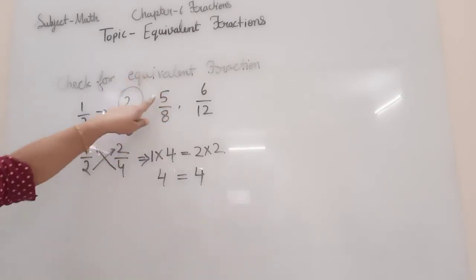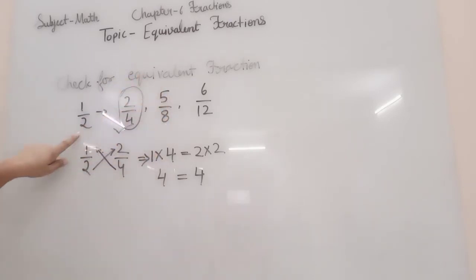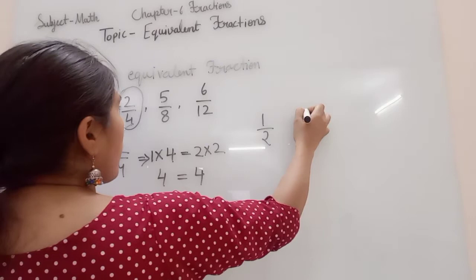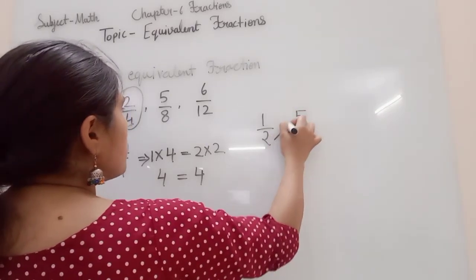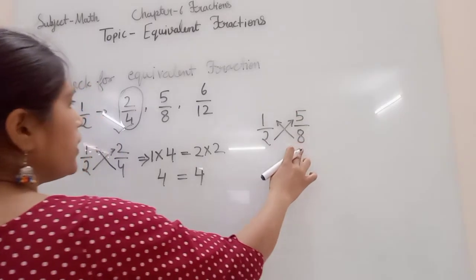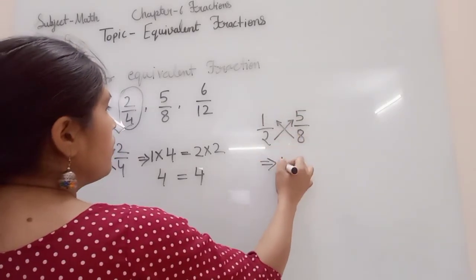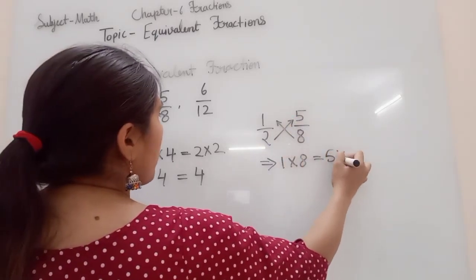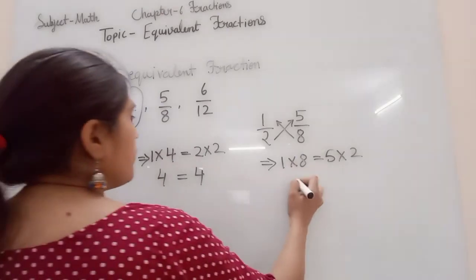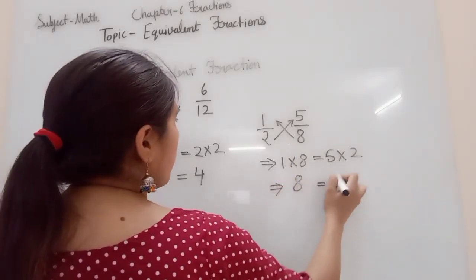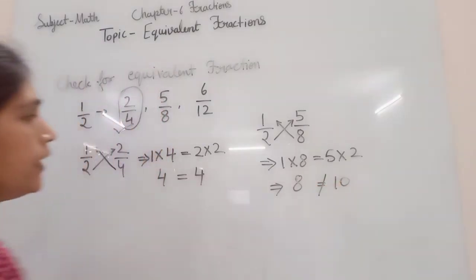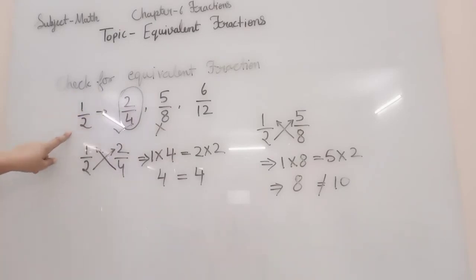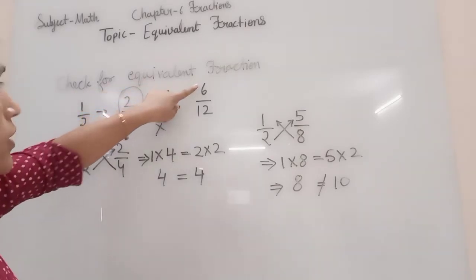Now let's check for 5 by 8. Is it an equivalent fraction of 1 by 2 or not? So let's cross multiply. Here, 1 multiplied by 8 equals 5 multiplied by 2. 8 ones are 8 and 5 twos are 10, so they are not equal. It means this is not an equivalent fraction of 1 by 2. Got it?